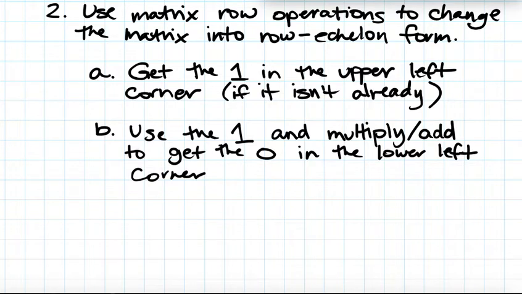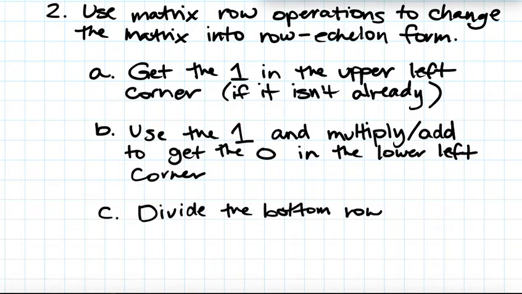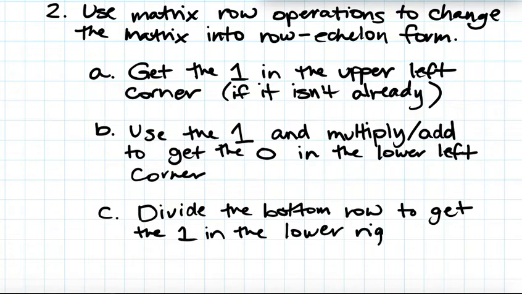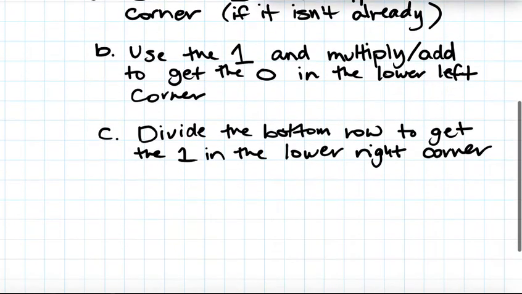And then the final step is to get the 1 in the lower right, and to do that, we always do that by dividing. So you're going to divide the bottom row. Remember, you can multiply or divide by a constant in row operations. Divide the bottom row to get the 1 in the lower right corner. So that's the process of changing the matrix into row echelon form.